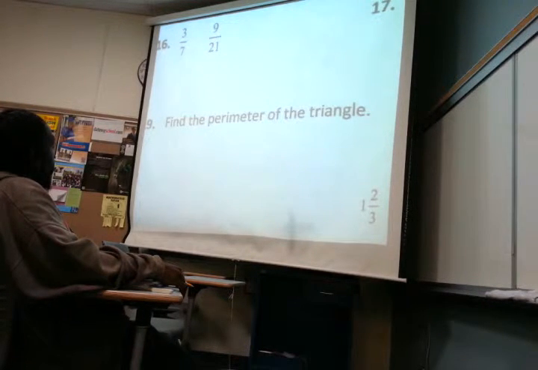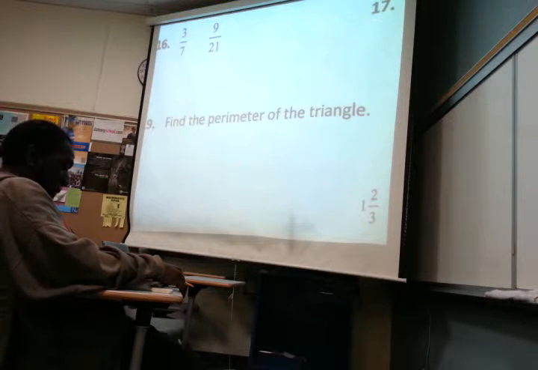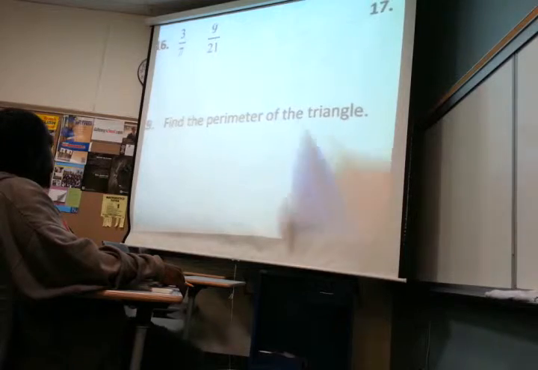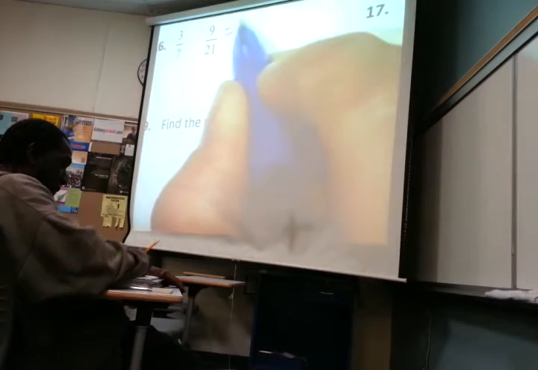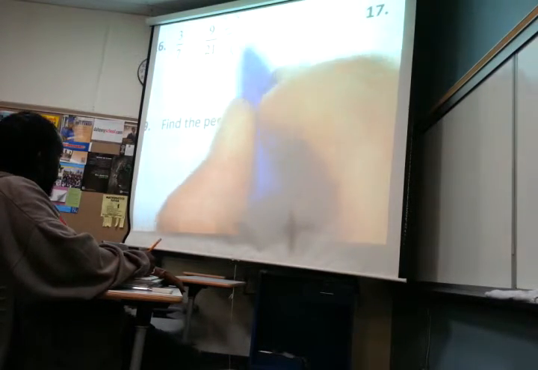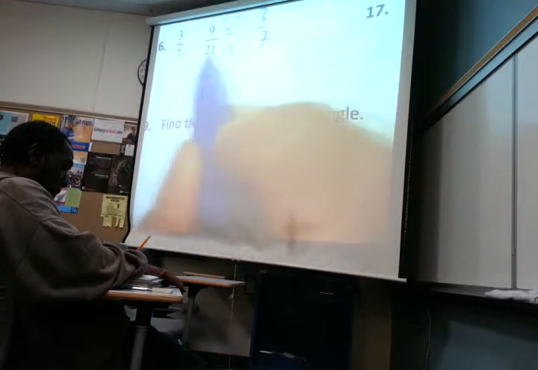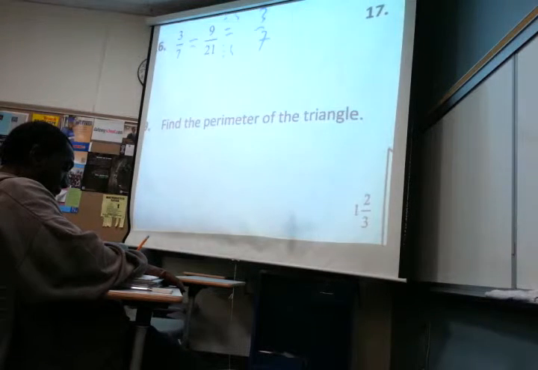This one, I'm not sure until I do something. What can you do? Which one? Can either of those reduce? Yes. Yeah, what is 9 over 21 reduced to? 3/7. 3/7, good guess. Divided by 3. So then these two things, of course, are equal.